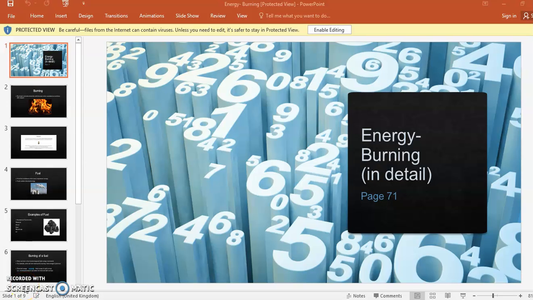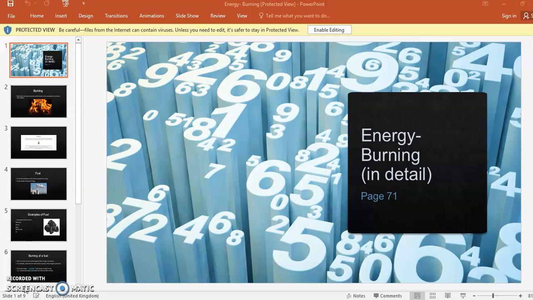Today's science lesson. We are going to start with page number 71 in your red course book. The topic is energy, and in this the first example is burning. As we have studied burning earlier, but through the ministry it is advised to take burning in detail. So I am going to take this topic again. So open page number 71 in your red course book.